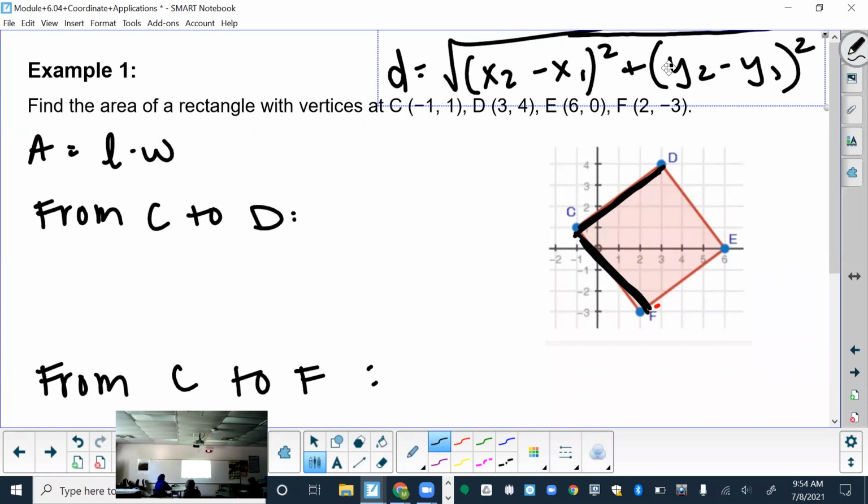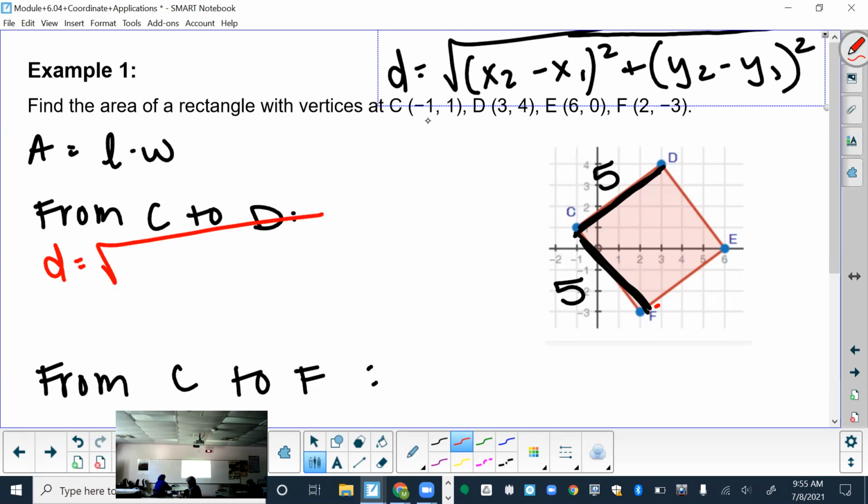What did you get for the length from C to D? 5. Hold on, I lost my spot. From C to D, you got 5. Anyone get something different? All right, what about from C to F? 5. All right, that is correct. So if you plugged it into your formula and you did not get 5, and it should not be a decimal this time, then pay close attention.